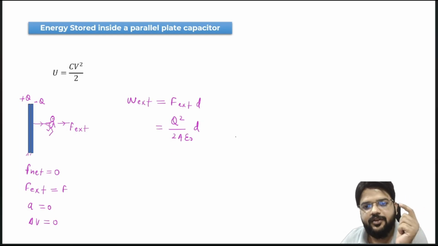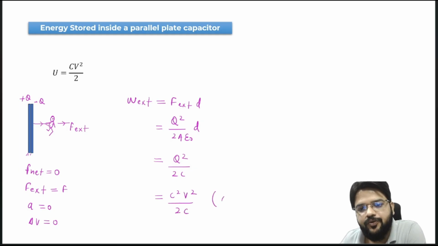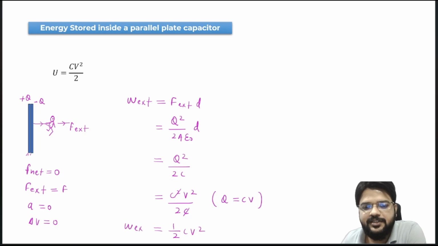Alright, and we know one thing, Q equal to what? It is CV, correct? And we know one more thing, A epsilon naught by D is what? It is C, everyone. So A epsilon naught by D is C. So we have Q square by 2C. We know Q equal to CV, so it can be written as C square V square by 2C. I am replacing Q with CV. Now C and C are cancelling, so we have half CV square. So work done by the external agent is how much? It is half CV square.